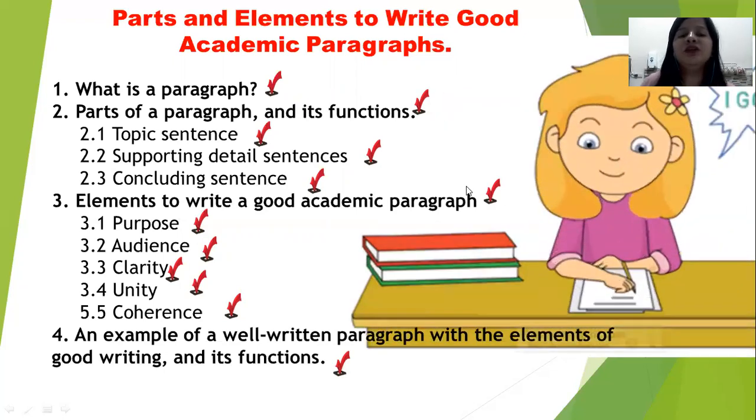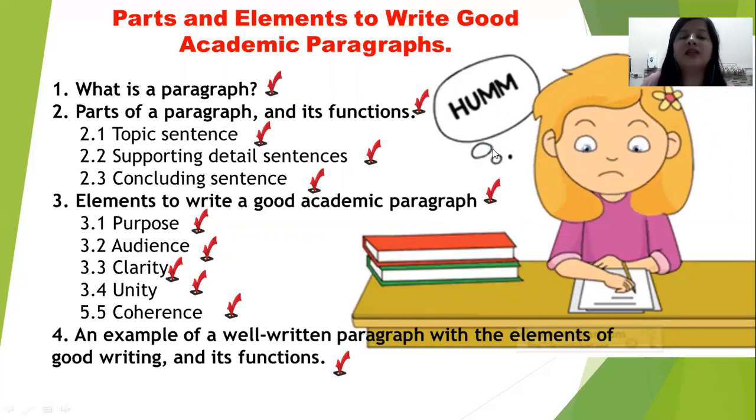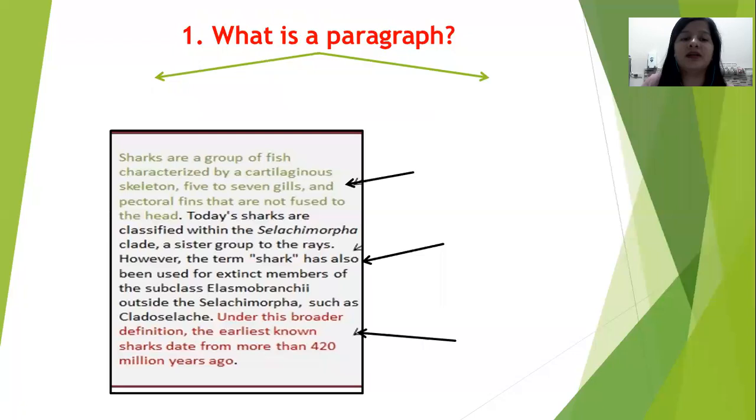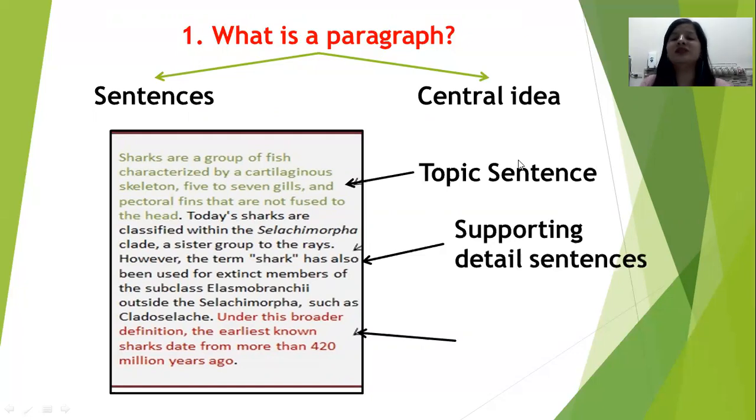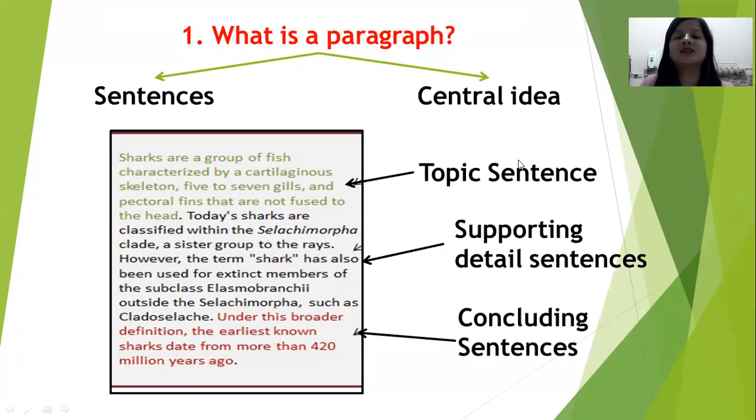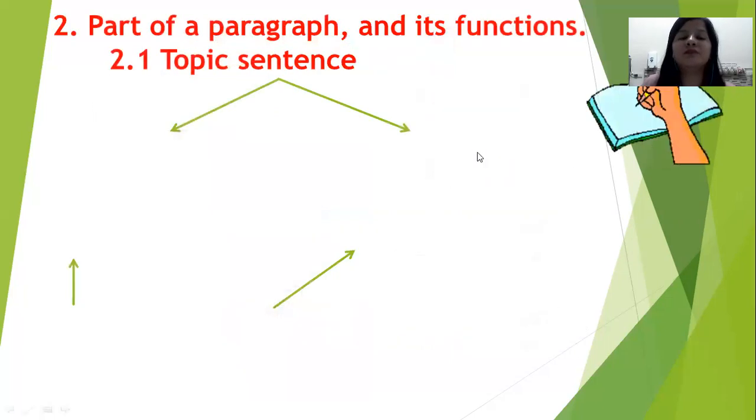First, in order to improve your writing skill, it's important to know about the parts and elements to write a good academic paragraph. First, let me explain what is a paragraph. A paragraph contains sentences which describe the central idea. In order to be effective, a paragraph contains three main parts, which are the topic sentences, supporting detailed sentences, and concluding sentences. Now, the topic sentences.